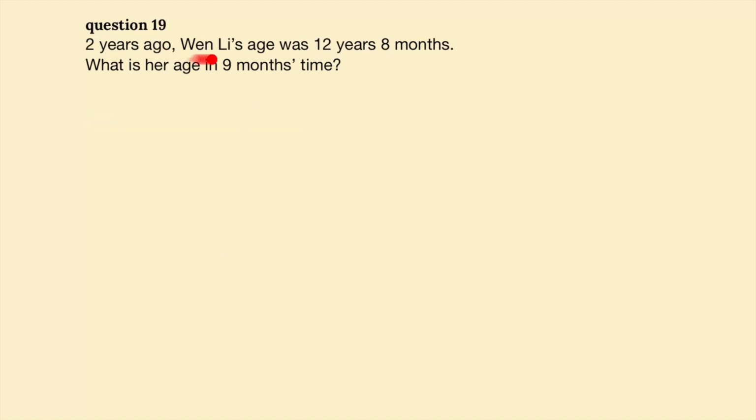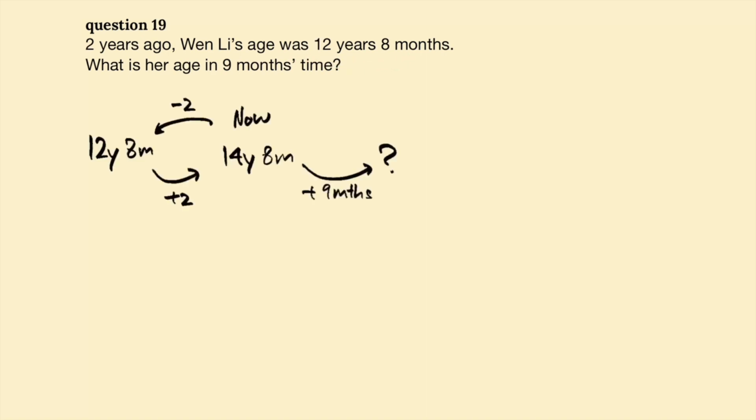2 years ago, Wenli's age was 12 years, 8 months. All right, so 2 years ago was 12 years, 8 months. So now will be 2 years later, which is plus 2 years. That's 14 years, 8 months. What's her age in 9 months' time?